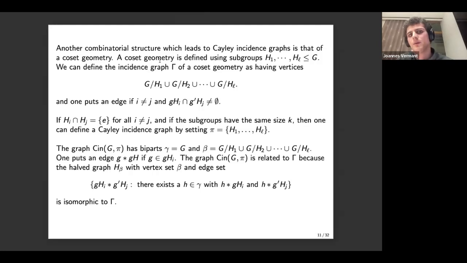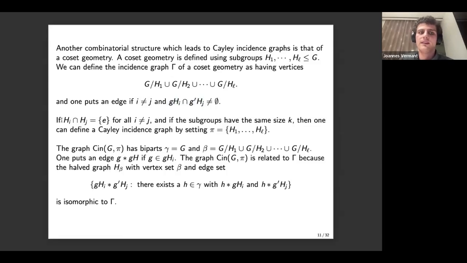So a coset geometry, you can define it using subgroups H1 up to HL of a given group G. And then one can define an incidence graph of a coset geometry having vertices being the cosets of all of these subgroups. And then one puts an edge if the cosets belong to different subgroups, and if the intersection of these cosets, considered as sets, is non-empty.